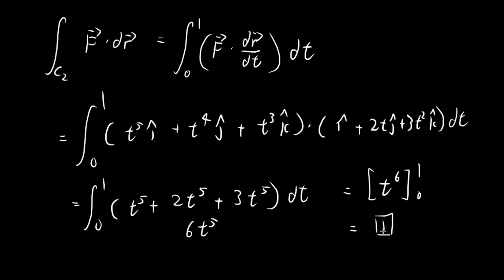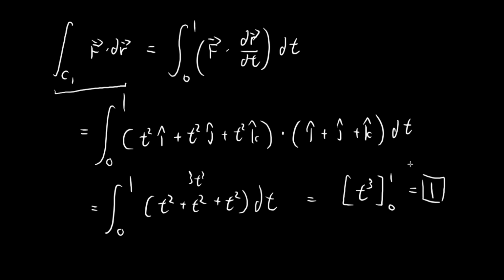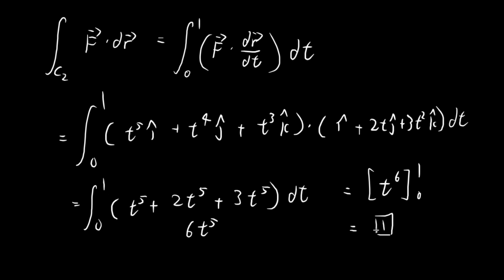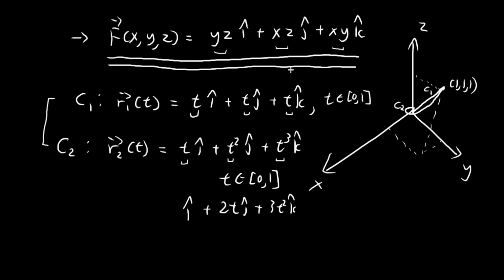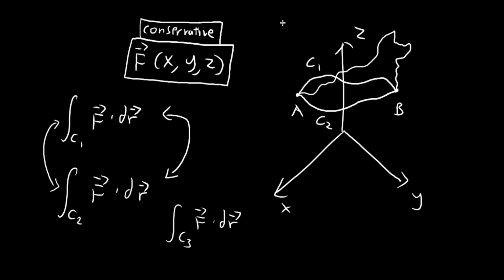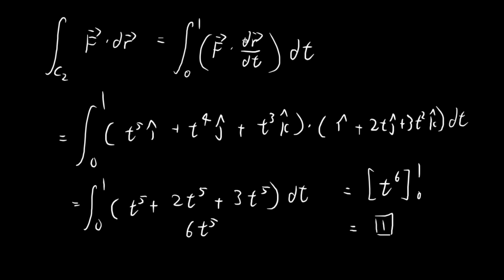And so there you have it. You can see that both of these line integrals give you the same value. I hope this example gives you a more concrete idea of what exactly a conservative field is. Just keep in mind that a conservative field is a vector field where line integrals are path independent. So as long as your line integrals have the same starting and ending point, the line integral will give you the same value, as is the case over here.